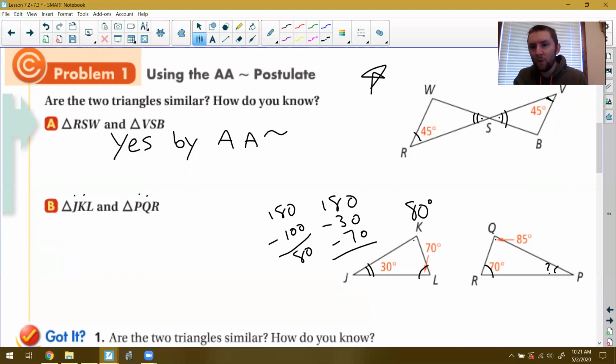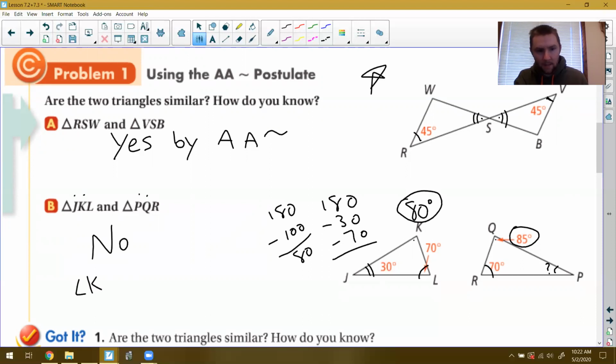And so now we should be able to see that these two triangles are not similar because angle Q is 85 and angle K is 80, right? And so these are not the same. So these triangles can't be similar because the angles aren't the same. And remember, we said the angles have to be the same if they're going to be similar. So we would say no.